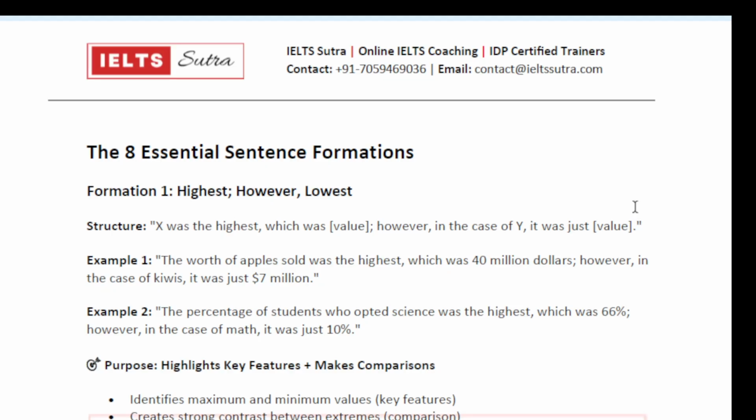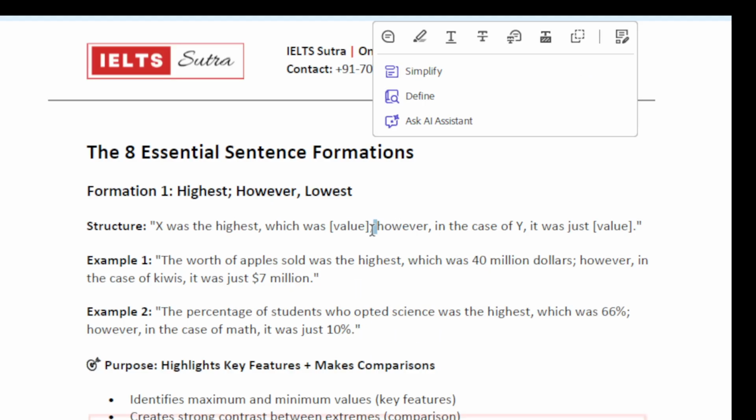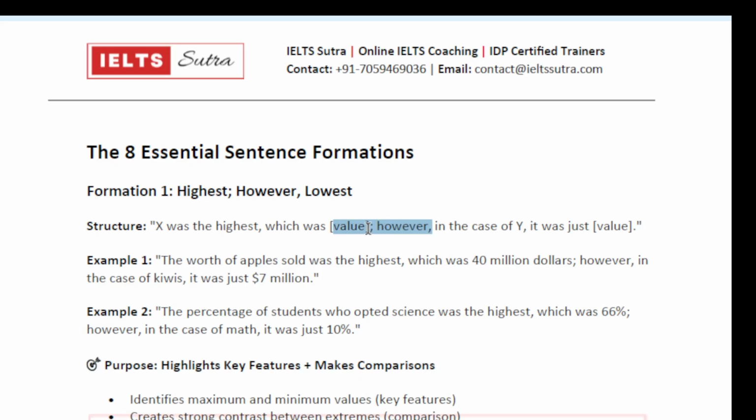In this formation, what we do is basically we show a contrast between the highest point and the lowest point in the data. So you make a complex sentence by mentioning the highest point in the data, then you join it together with the lowest point, using a contrary connector like however. So it goes like that: x was the highest, which was let's say 80%, 90% or whatever the value is. Then you use a semicolon, then you use however, comma, to show the contrast, and then you say in the case of y, which is another category, the value was just this much.